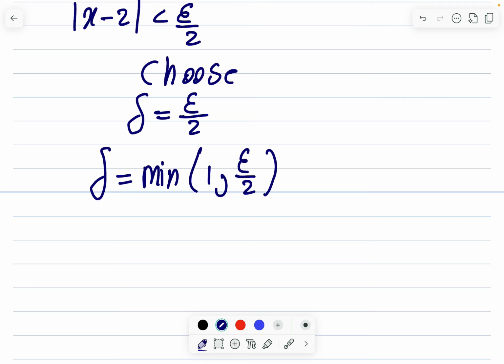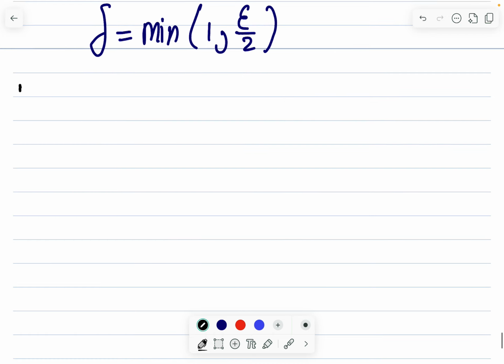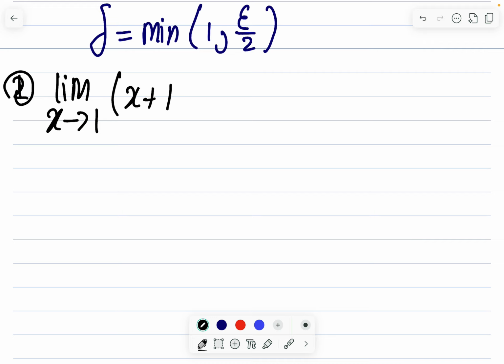Let's try another example. Suppose they say, this is example number 2: show that the limit as x approaches 1 of x plus 1 equals 2. Use the formal definition of a limit. How can you do that? So do this question on your own, applying that formula, and see if you understand. For now, let's go on.